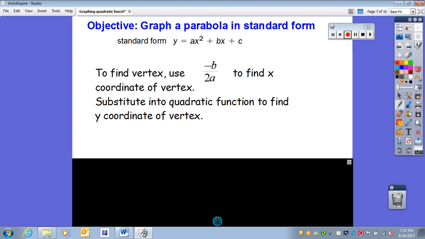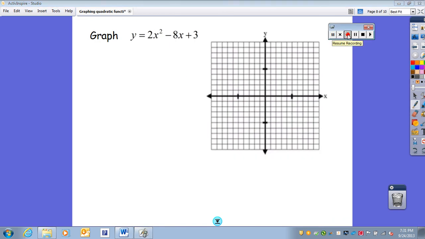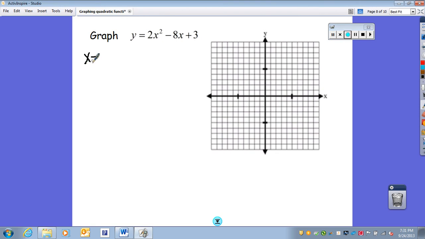Let's practice graphing in standard form. The first thing we'd like to do then is to find our vertex. So the x-coordinate of the vertex we find by using the formula negative b over 2a. So we take a look, remembering that this is where the b is located, and it says I want the opposite of that number. So the opposite would be 8, and then I take 2 times the a value in my standard form, which is 2. So I have 8 over 4, which gives me an x value of 2.